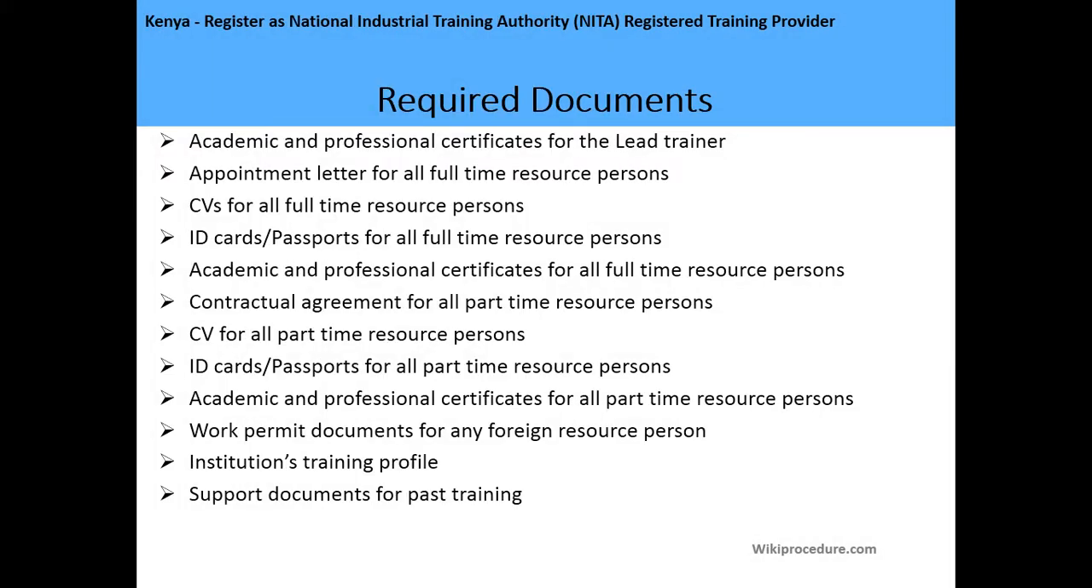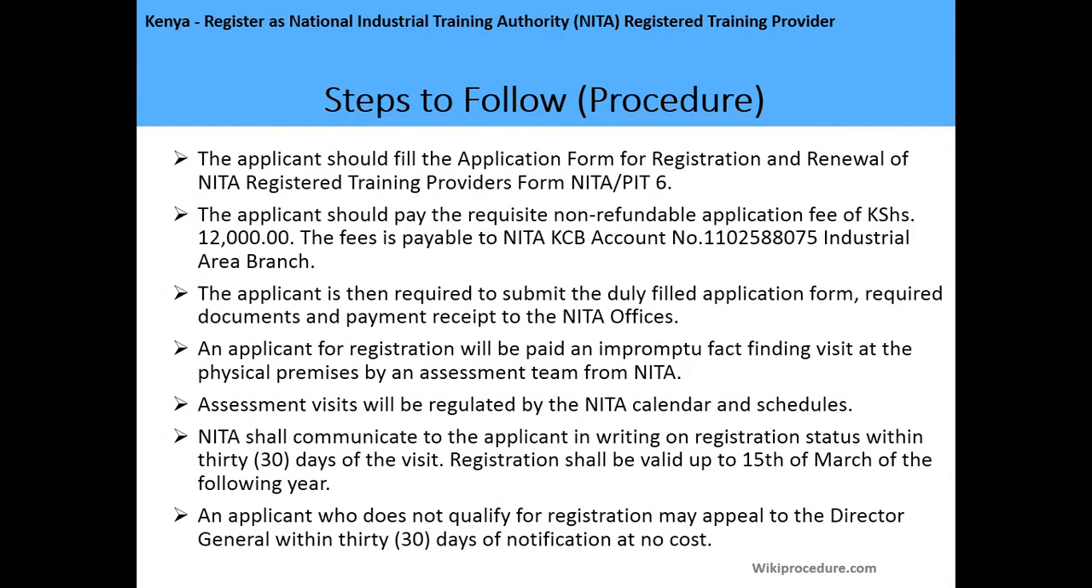trainer, academic and professional certificates of the lead trainer, appointment letter for full-time resource persons, CV for all full-time resource persons, ID, passports for all full-time resource persons, academic and professional certificates for all full-time resource persons, contractual agreement for all part-time resource persons, CVs for all part-time resource persons, ID cards and passports for all part-time resource persons, academic and professional certificates for all part-time resource persons, work permits, documents for any foreign resource person, institution training profile, and support documents for past trainings.